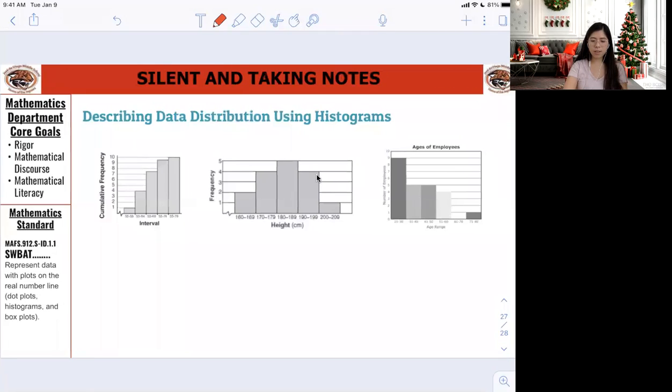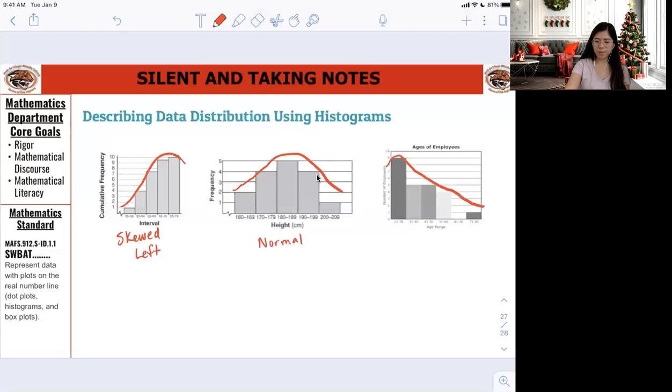All right. And this is just my last slide. This is just a reminder. Like I was saying, when something is skewed, it's skewed. For example, the one on the left, would this be skewed to the left or skewed to the right? Skewed to the left. The one in the middle might not be perfect, but it's more normal than not. So this would be normal. And then this one, skewed to the right.